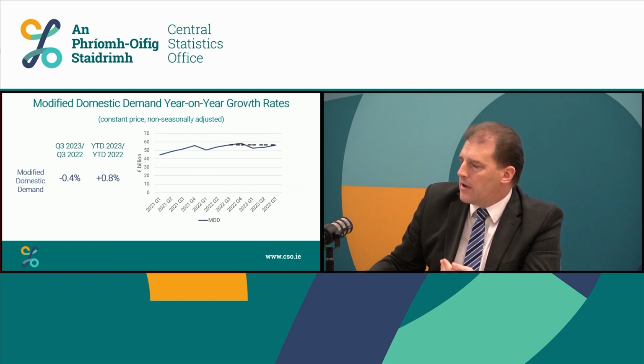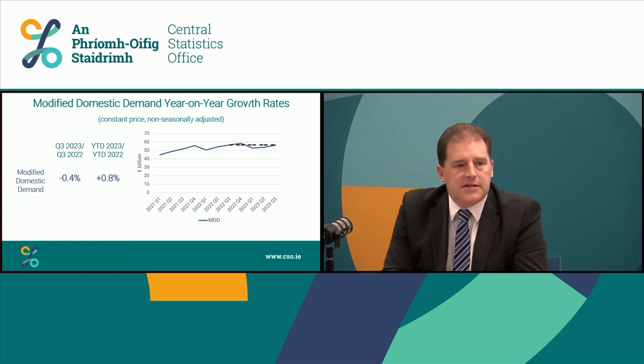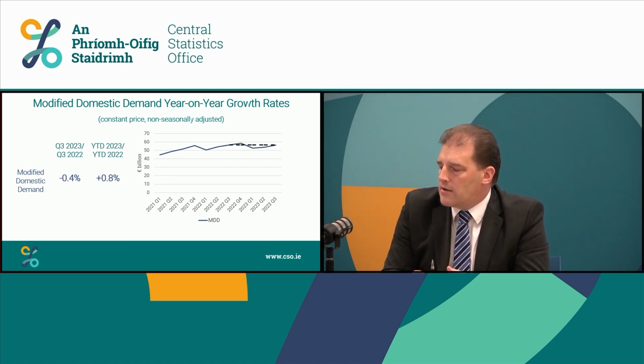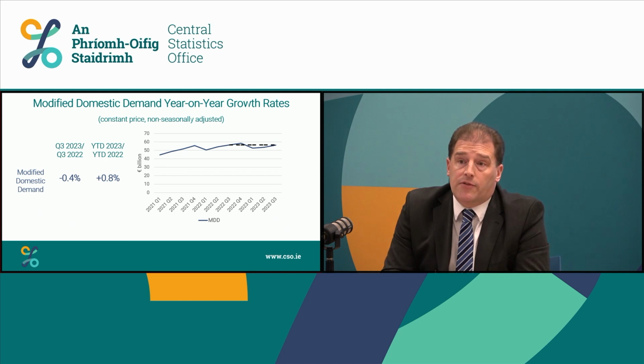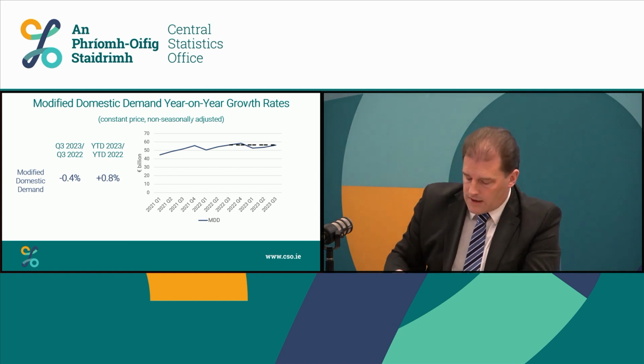We can do that too with the modified domestic demand or domestic measure, and we see this quarter over the same quarter last year down 0.4%, but the 9 months, which I think is a pretty good steer now for the year, is showing an increase of 0.8%. So 9 months of 23 over the 9 months of 22.